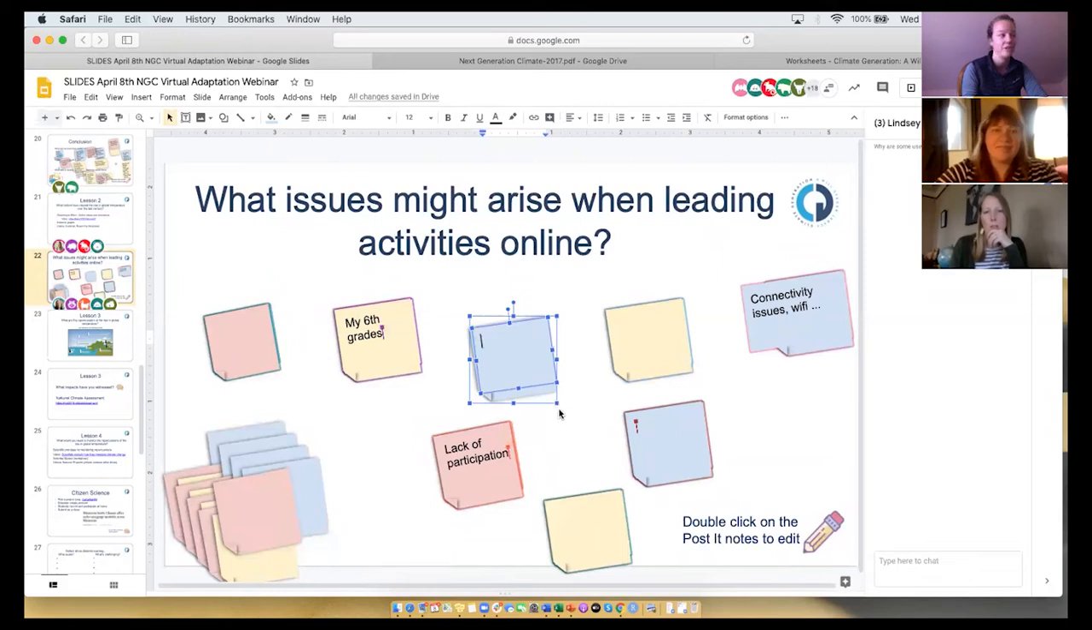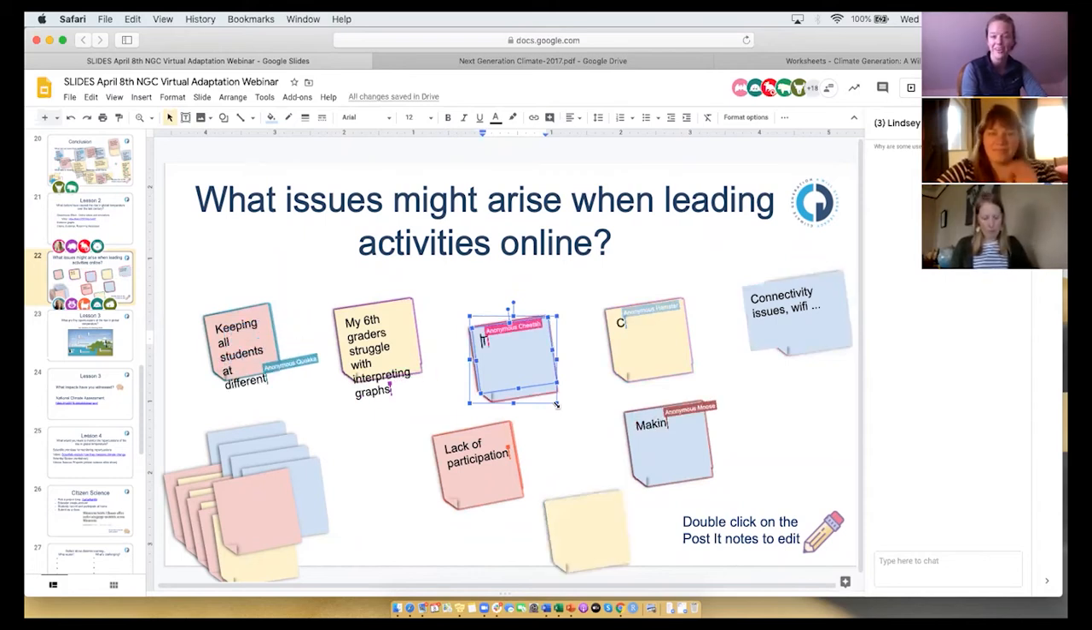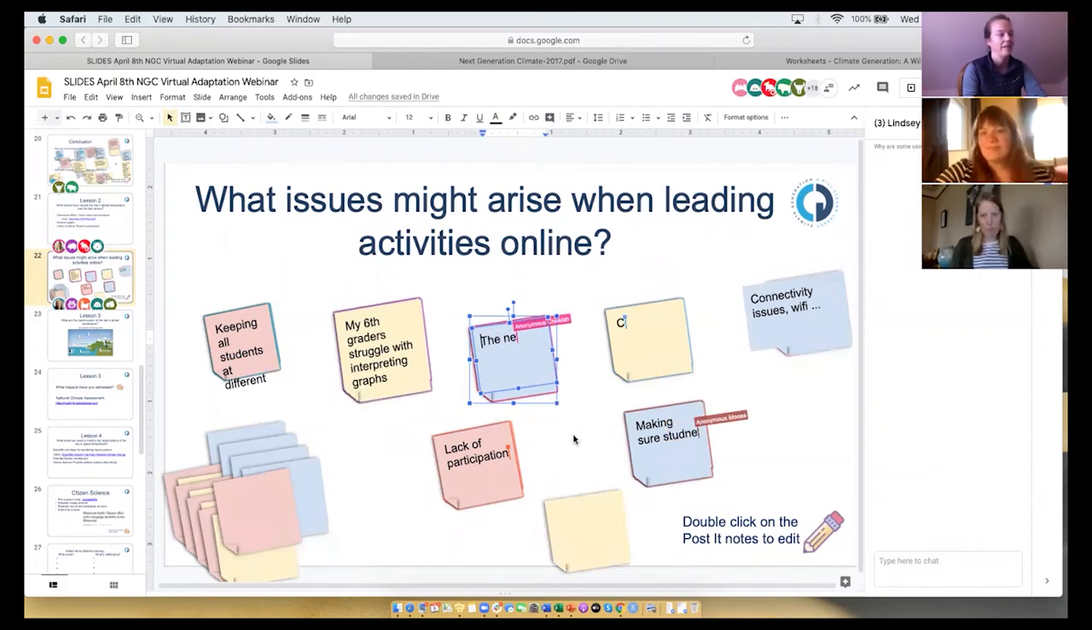We do know that educators are really concerned about lack of participation and engagement from their students. And that can be from all types of things. We recognize that that's really hard, and we're not really addressing that today.